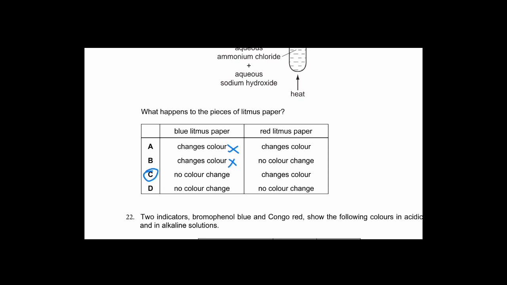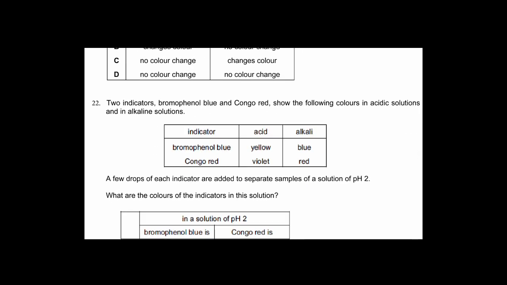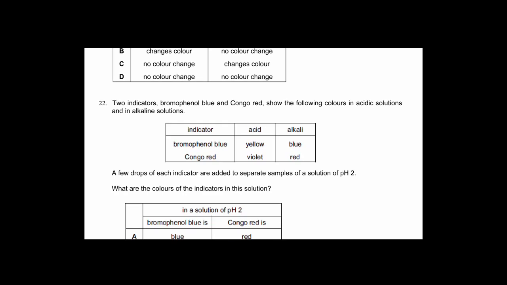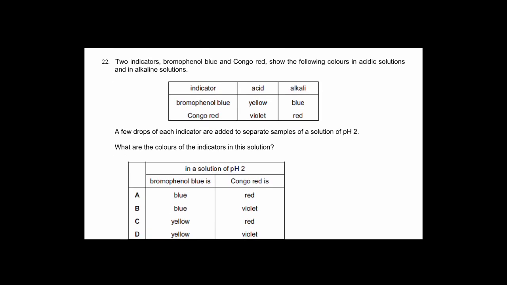We go to question number 22. Two indicators, bromophenol blue and Congo red, show the following colors in acidic solutions and in alkaline solutions. For bromophenol blue, in acid it is giving us yellow, and in alkaline it remains blue. Congo red in acid is giving us violet, and in alkali it remains red.